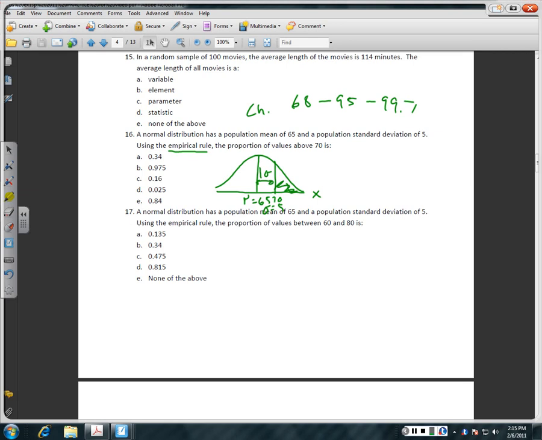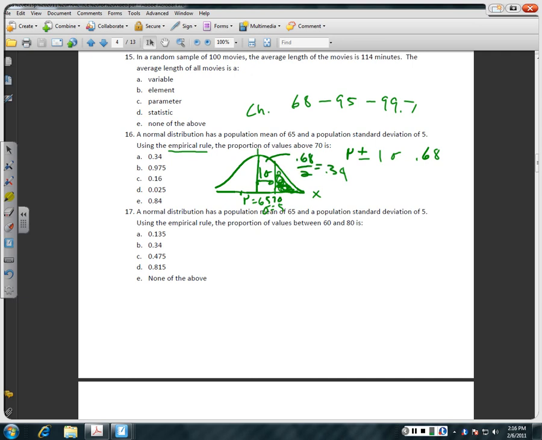Now remember, if we went the mean plus or minus one standard deviation, we would have 68% or 0.68 of the data. But that's if we went the mean plus or minus. In other words, from 60 to 70, one standard deviation on either side. It's a symmetric distribution. So, if we just go in one direction here, we're going to have 0.68 divided by 2, or 0.34 of the data. So from 65 to 70, we have 0.34 of the data, but we're looking for above 70.